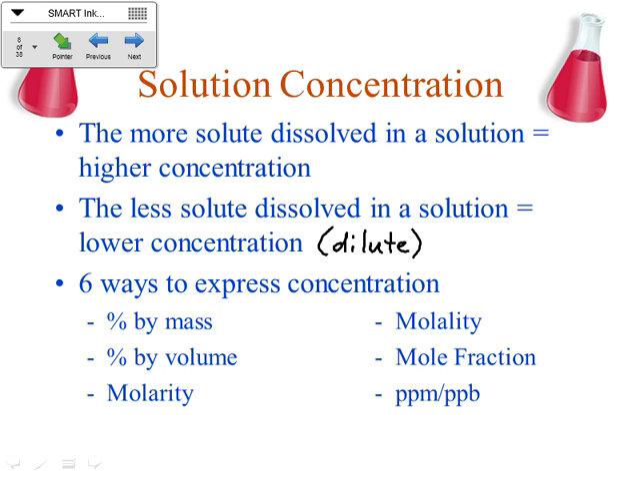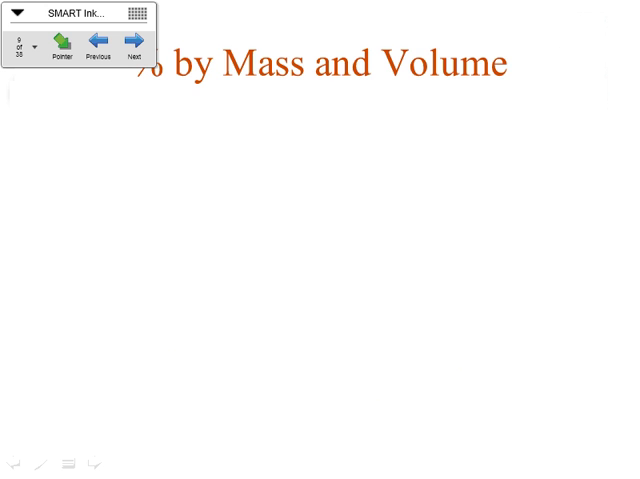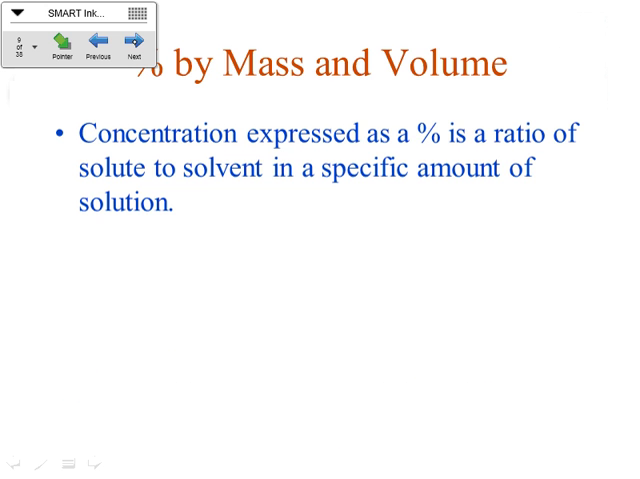If you do AP Environmental Science, you'll probably end up talking about parts per million, parts per billion. Maybe in AP Bio, maybe in forensics, because in forensics you might talk about some different poisons and toxins that could kill somebody. So that's an important measurement there. But for chemistry, we're going to stick with the ones on the left side here. Percent by mass, percent by volume, molarity. Okay? Those are the ones you're going to learn how to calculate. So let's start with percent by mass and percent by volume. Concentration expressed as a percent. It's just a ratio of solute to solvent.